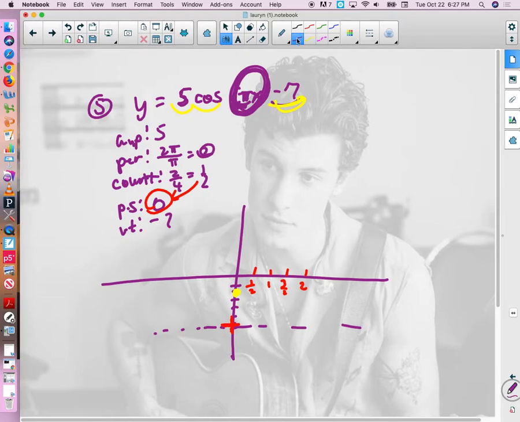That's as high as it'll go. And then at 1/2 it goes to the middle. And then it goes below this line, 5 units, 1, 2, 3, 4, 5. And back up again. And so the whole thing is below this. And on your homework, if you do 2 periods, you would just keep counting out by halves and draw some more points.